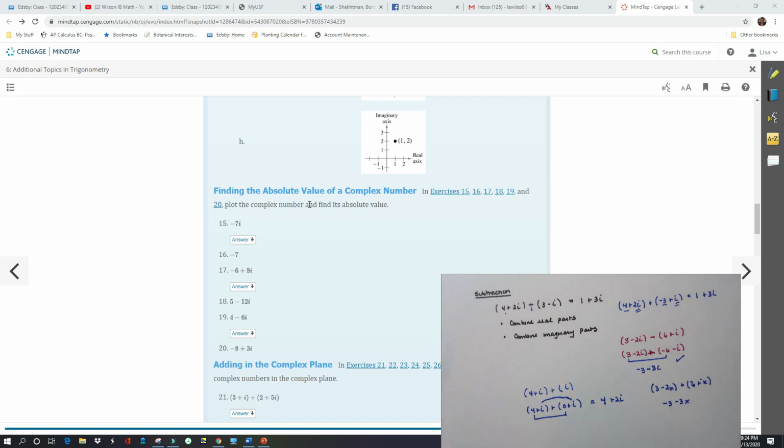That's it for 6.5. All right, so it was pretty much just finding the modulus, plotting the complex number in the plane, determining what the real part is, the imaginary part, and then adding or subtracting two complex numbers. So that's it for this part of the review.